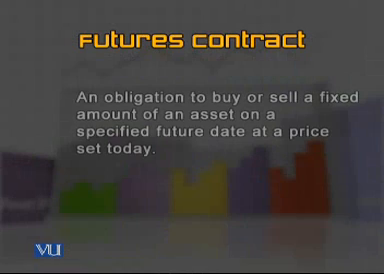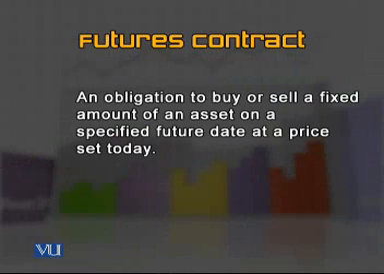Now, a futures contract, a little bit in detail, is an obligation once again to buy or sell a fixed amount of an asset on a specified future date at a price set today, now. You decide this now, set the price now, pay later, settle later, deliver later, or offset later, at the date of maturity, or maybe prior to the maturity date.